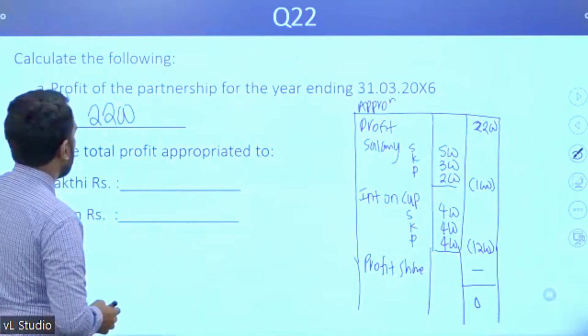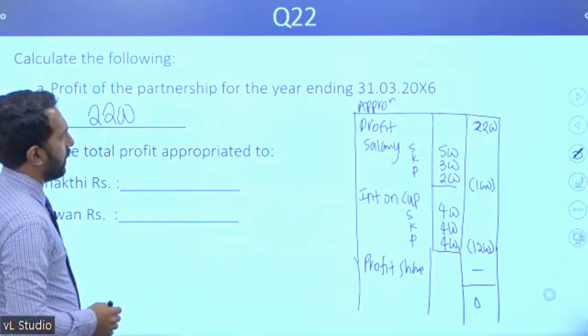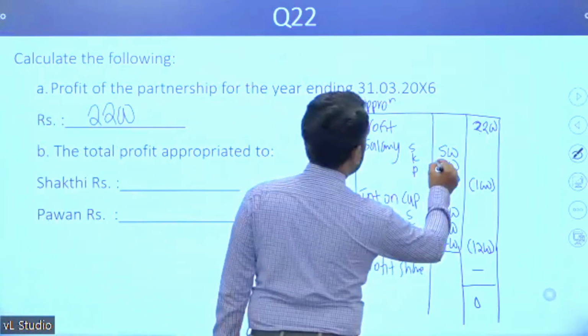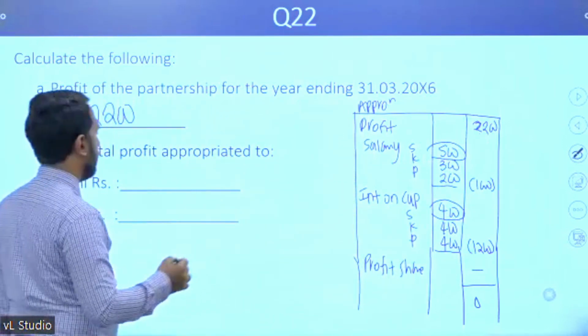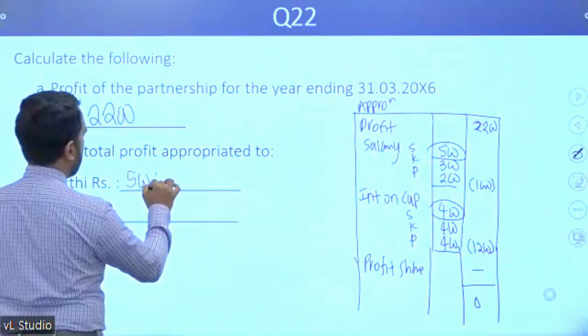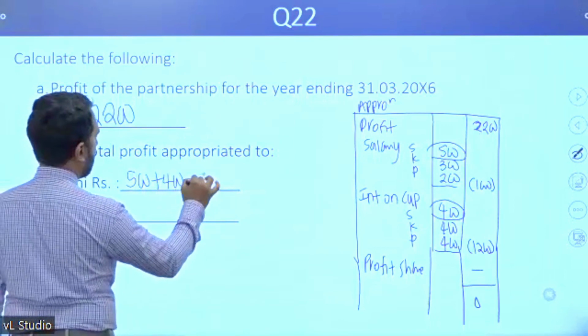Right. Total profit appropriated to Shakti. ශක්තිට ගිහින් තියෙන total profit එක ගත්තොත් salary 500, interest on capital 400. වෙන මොනවත් නැහැනේ. So 500 plus 400 is 900.